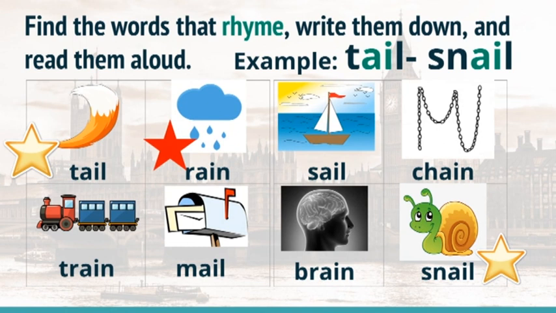Next example is rain. So if I'm not mistaken, rain rhymes with the word train. Is it right? No, you are not right. So as you see, rain rhymes with the word brain.